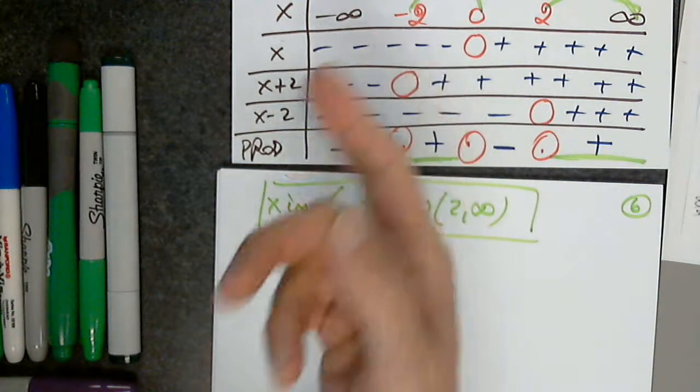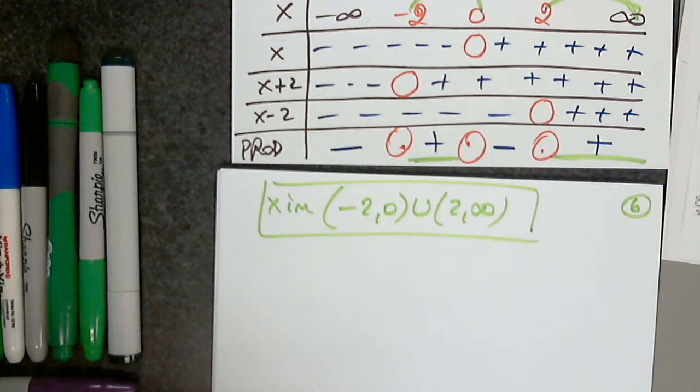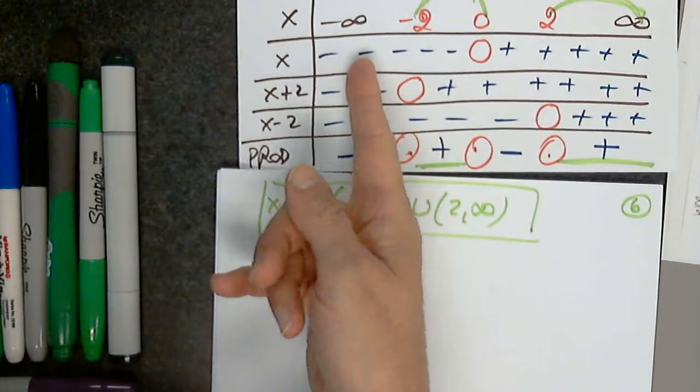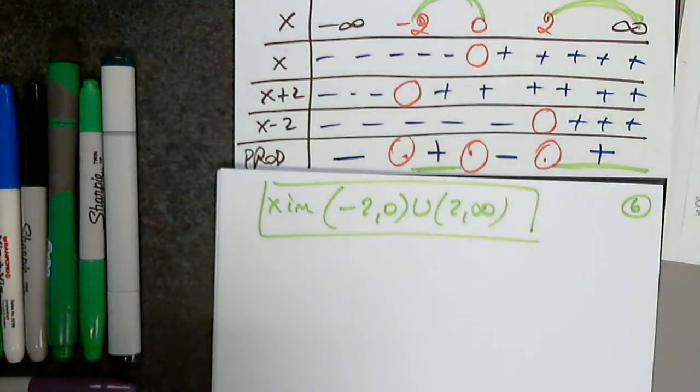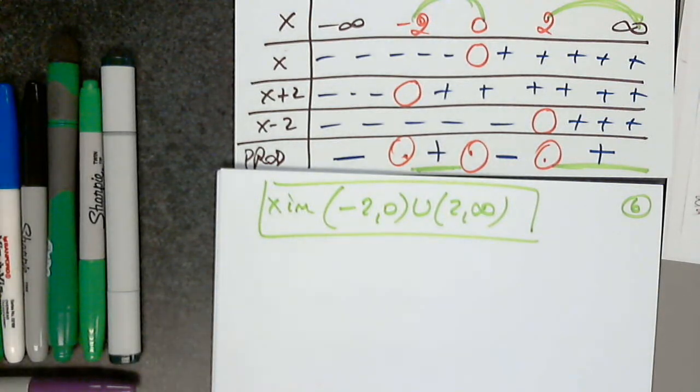Oh, you pick a number and you'll see it's a negative number. Pick a number between this and the 0 and you'll see it's negative. Plug it in. You pick a number between 0 and infinity, plug it in, you'll see it's positive. Whichever you prefer. Any questions? Is this okay?